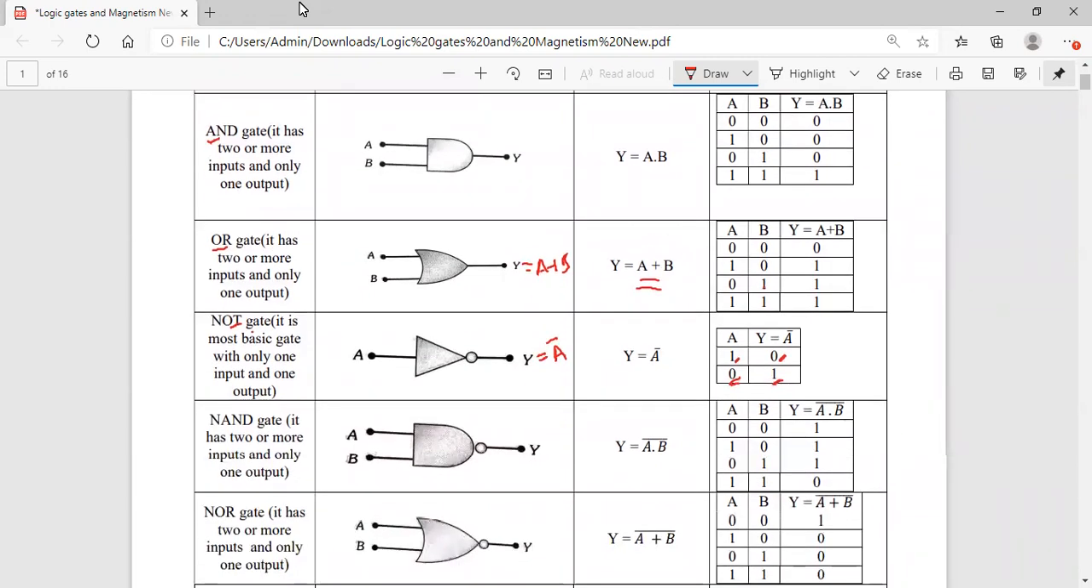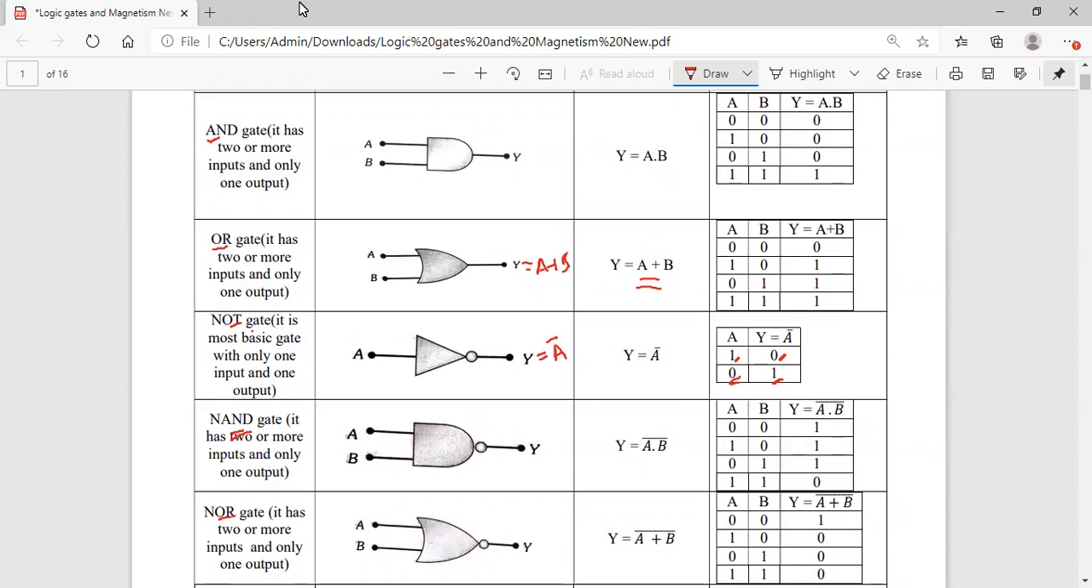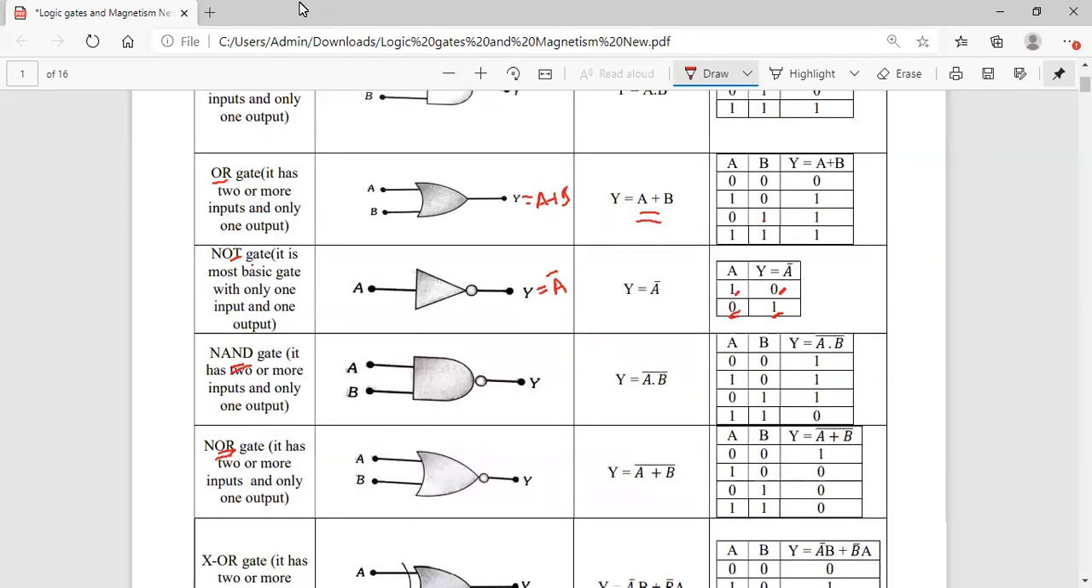Next, NAND gate and NOR gate. These are called universal gates. Why are they called universal gates? Because by using NAND and NOR gates, we can construct any basic gates, like AND gate, OR gate and what? NOT gate. That's why these are called universal gates.